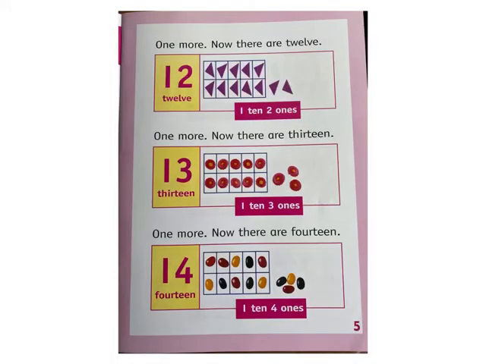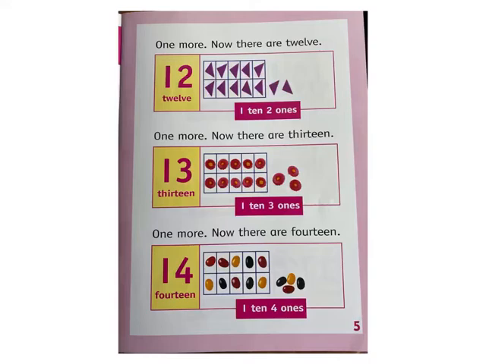One more than 11 makes 12. 1 10 and 2 1s is 12. Have a look at the 10 frames. We have a 10 frame that's full of triangles. There are 10 of them and there are 2 1s. So there is 1 10 and 2 1s. That makes 12.